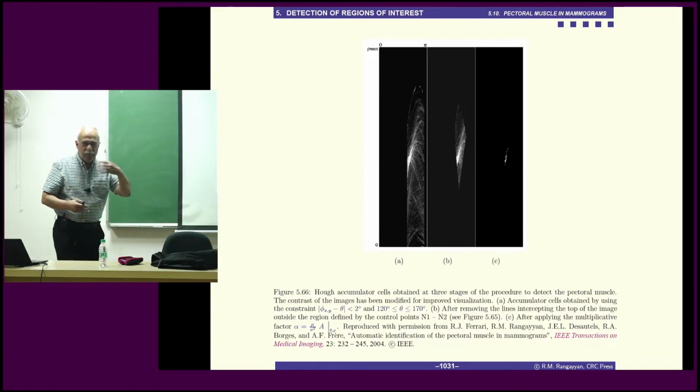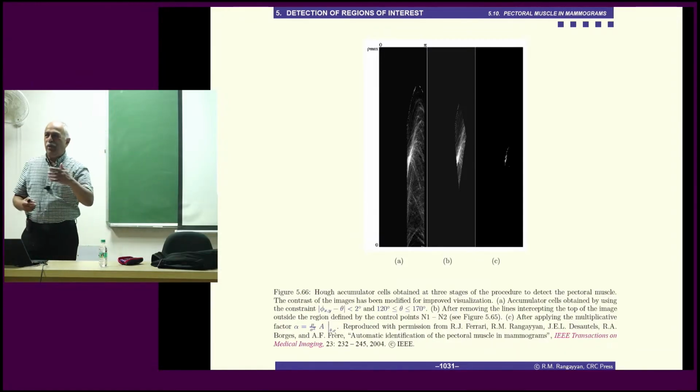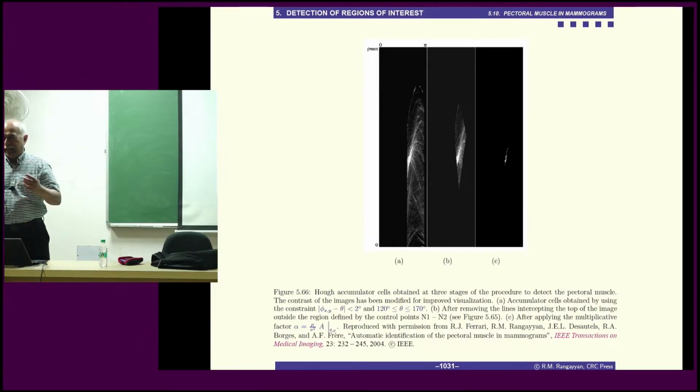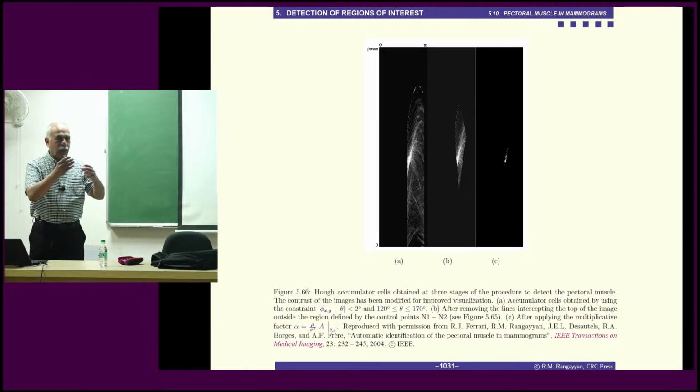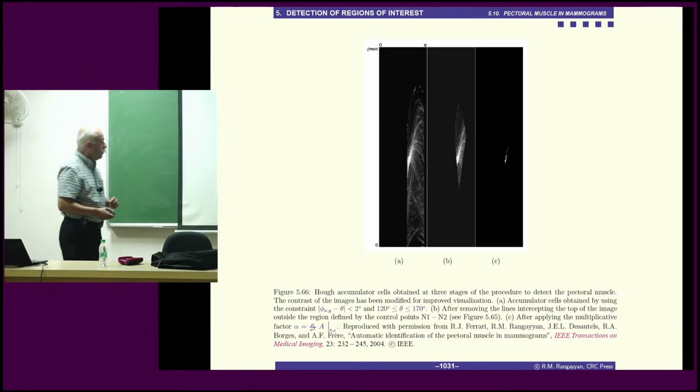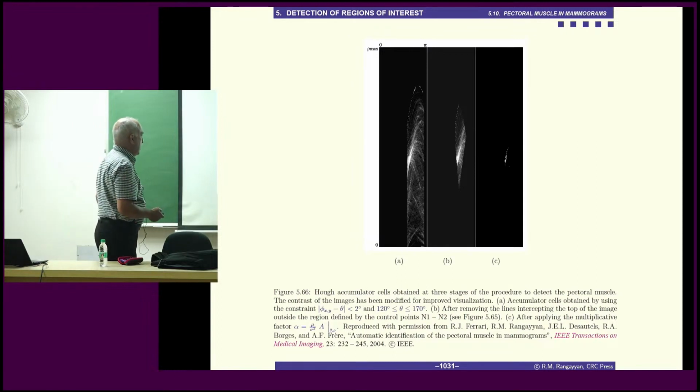So in the Hough space, we can put more and more constraints depending on what you want to detect, where it is located in the image, and its properties. Not its properties, but the part it would separate from the rest of the image. So here, this is 0 to pi, but we are using only 120 to 170 degrees. And this is after removing lines intercepting the top of the image outside the region N1 to N2.